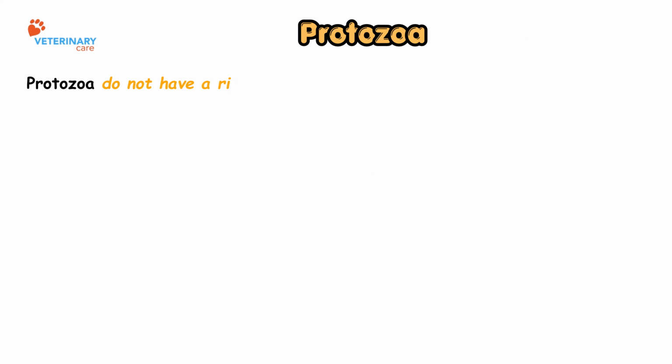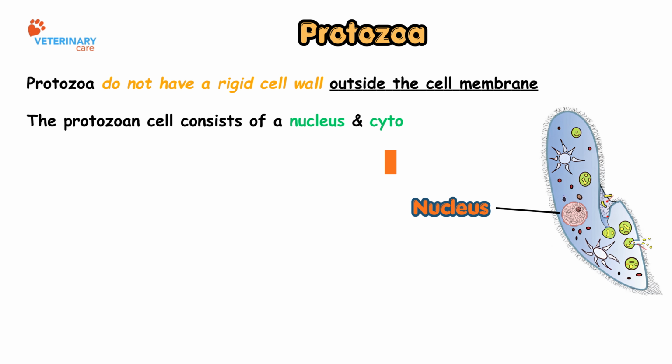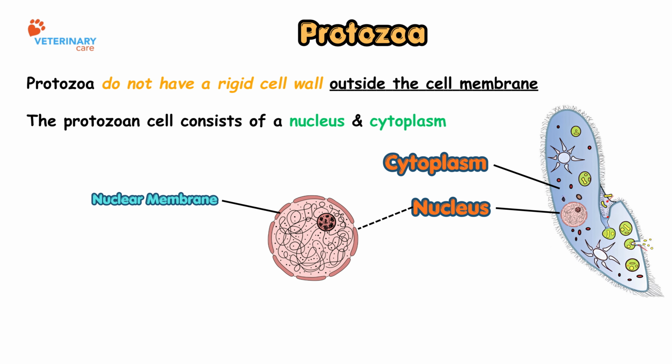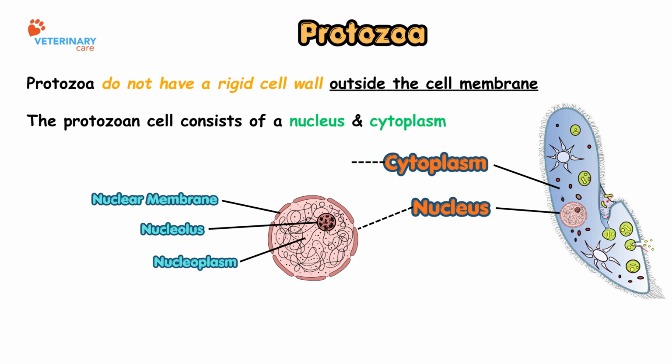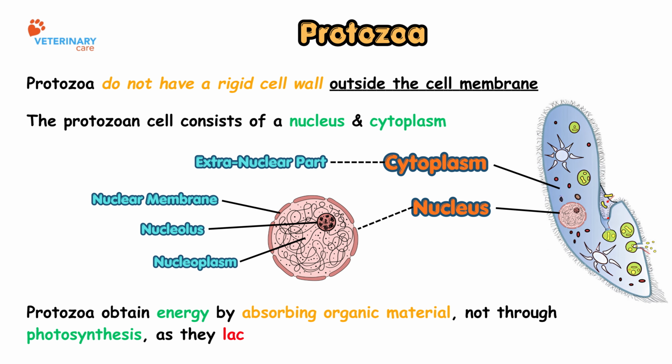Protozoa do not have a rigid cell wall outside the cell membrane. The protozoan cell consists of a nucleus and cytoplasm. The nucleus is made up of a nuclear membrane, nucleoplasm, and nucleolus, while the cytoplasm is the extranuclear part. Protozoa obtain energy by absorbing organic material, not through photosynthesis, as they lack chloroplasts.